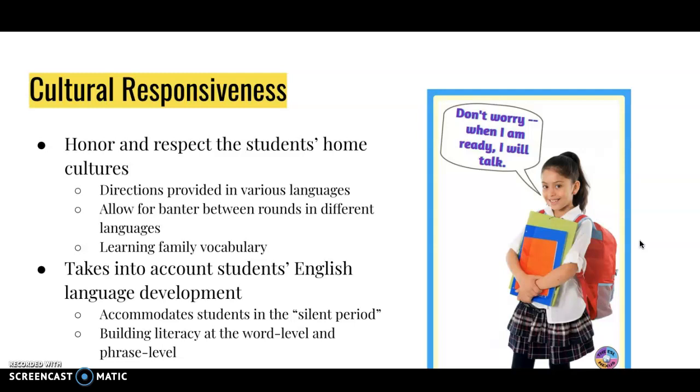And I do have a couple kids in the silent period who just did the gestures, and that's fine because that showed me that they understood the word and they were really trying their best. And right now we're building literacy at the word and phrase level. So in my second example, I tried to give them sentence frames. I knew most of them wouldn't be able to get to full sentences in their descriptions. And then on the cards, I just had one word written on each card. So they only had to read one word at a time, and then they orally had to say a word or say a phrase that described the word.